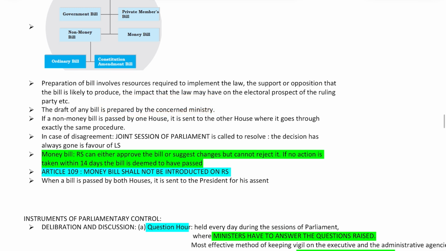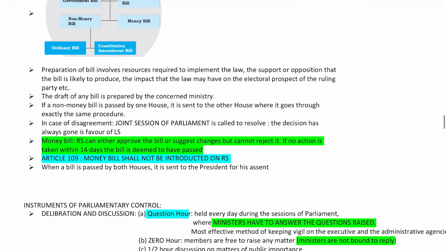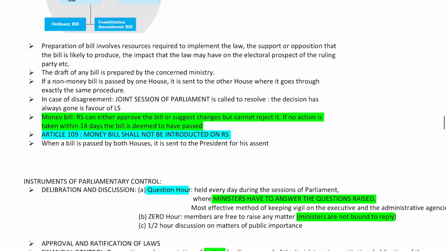If a non-money bill is passed by one house, it is sent to the other house where it goes through exactly the same procedure. So if it is passed in the Lok Sabha, then it has to go to the Rajya Sabha and follow the same procedure, only for a non-money bill. In case of disagreement, a joint session of parliament is called to resolve it. The decision has always gone in favor of the Lok Sabha because it needs the joint sitting.